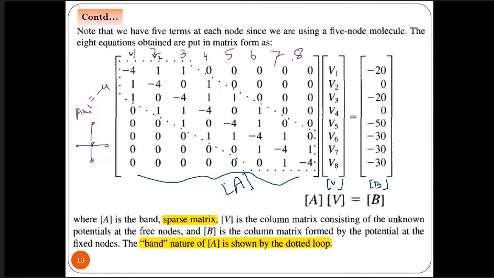So all of them will be 0. What about the B? B is the minus. What is the value of B? That is equal to minus the sum of the fixed nodes that are connected to the corresponding node. Sum of fixed node.